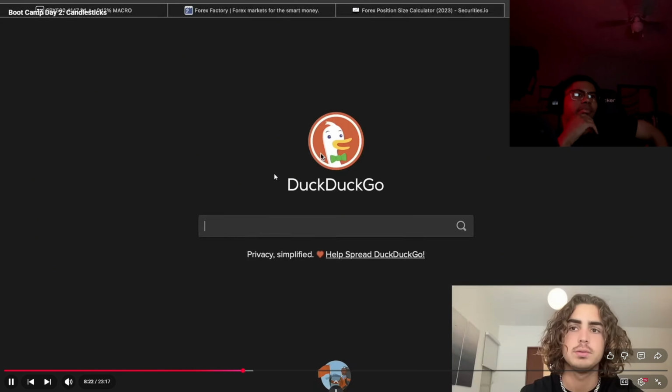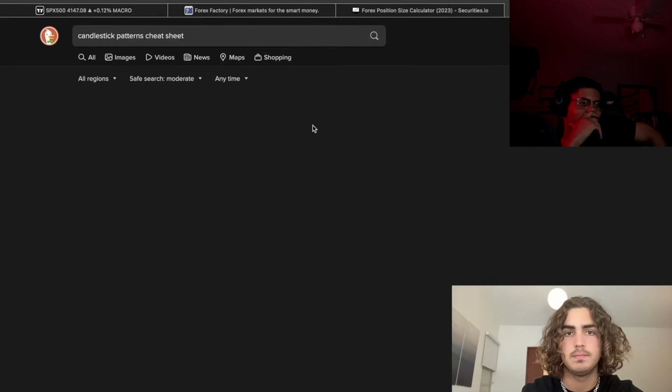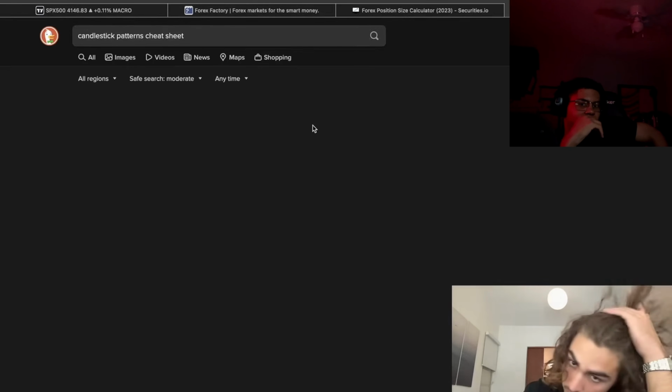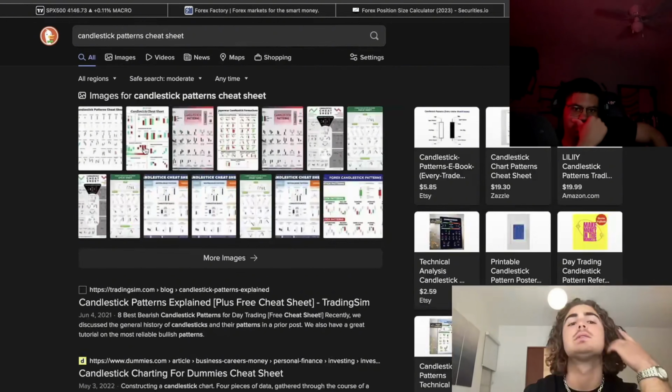Candlestick patterns cheat sheet. Hopefully this pulls up the single candlesticks. Okay, good. It has some of them on this.